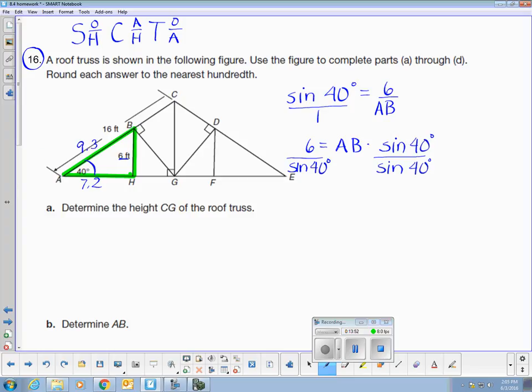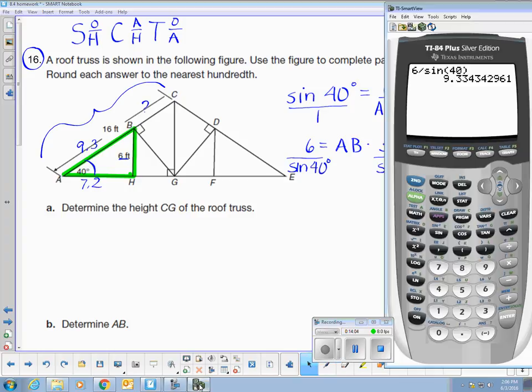Now, if this whole distance from here all the way down to there is 16, and from A to B is 9.3, I can now calculate the distance from B to C. So I'm going to start with 16, and I'm going to subtract 9.3, which leaves me with 6.7.